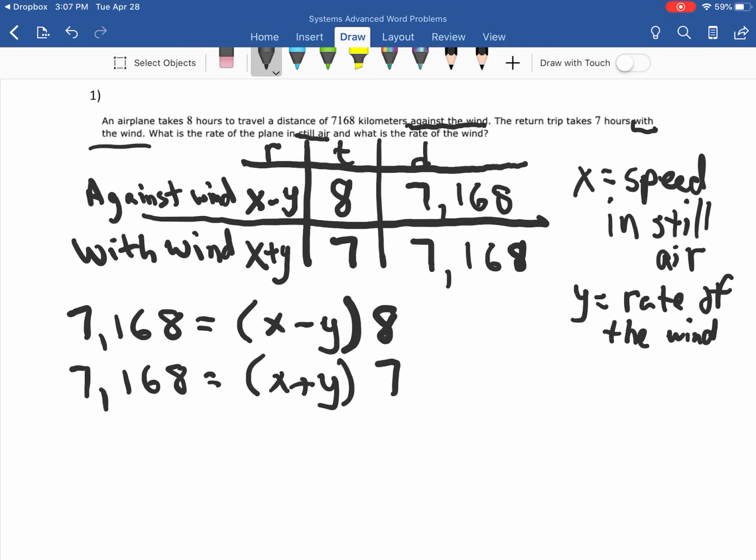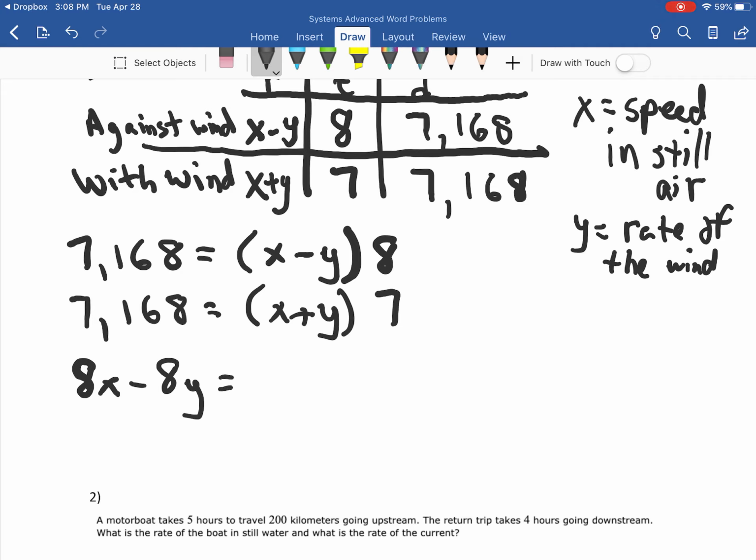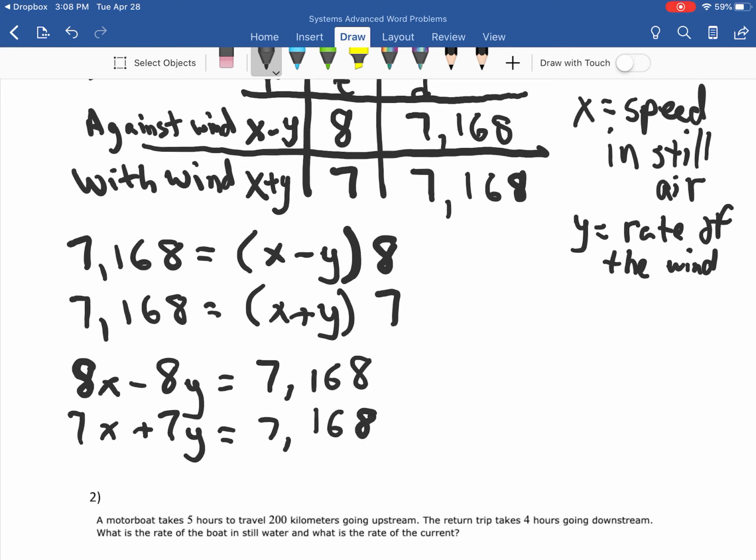Okay, so what we're going to do is we're going to distribute, of course, and I'm going to switch the order. I'm going to write it like this, which is going to look better. 8x minus 8y equals 7,168. 7x plus 7y equals 7,168.